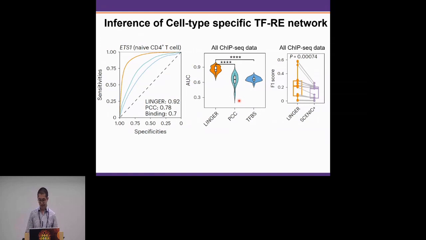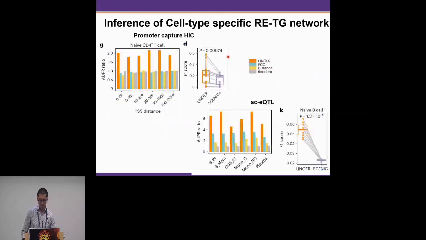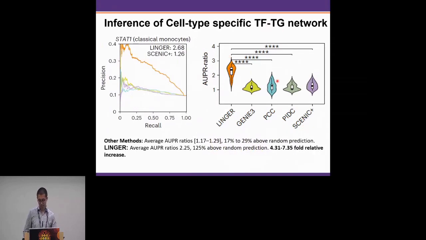For TF-RE prediction, Linger works much better than other methods. For the RE-TG part, we use Hi-C and single cell eQTL based evaluation, and it also works much better than others. And this is the TF and TG network. It's also compared to other methods and performs much better. One thing I want to mention is the AUPR ratio for the previous methods. The 2021 GRN benchmarking paper reported an AUPR ratio, based on ChIP-seq validation, of about 1.2. That means the accuracy of many methods is only about 20% better than a random predictor. That is not because those methods are bad; it's just because the problem itself is so complex.